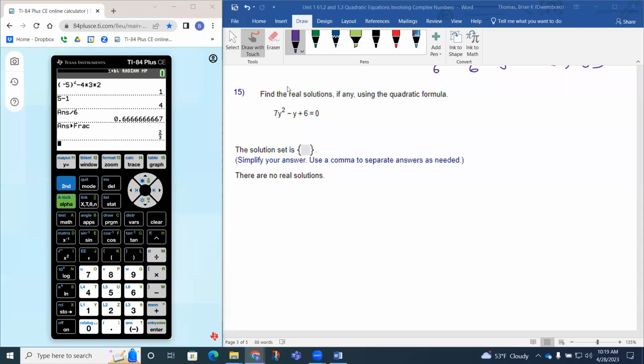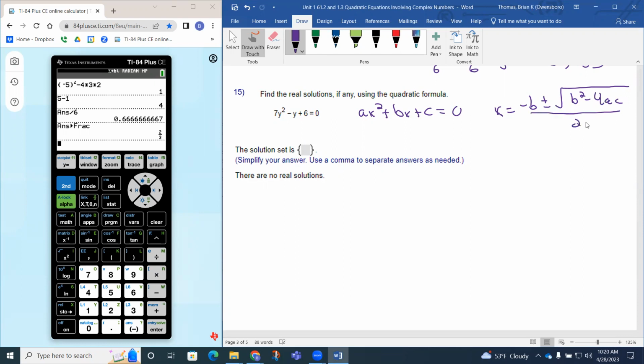So question 15 says, find the real solutions, if any, using the quadratic formula. So again, to use the quadratic formula, we have to have the equation in the form of ax squared plus bx plus c is equal to 0. So notice how it's going to be set equal to 0. Then our formula is going to be x equals the opposite of b, plus or minus the square root of b squared minus 4ac, all over 2a.